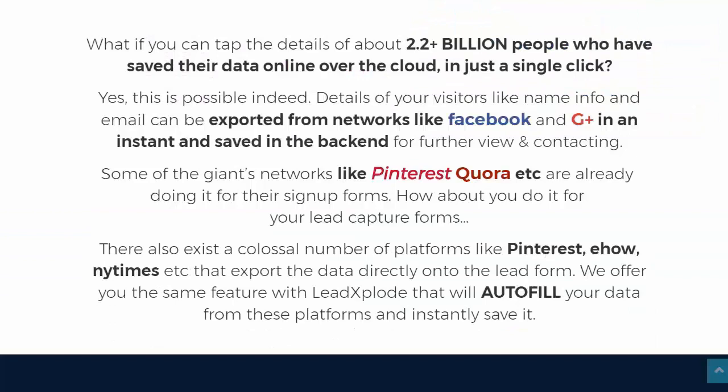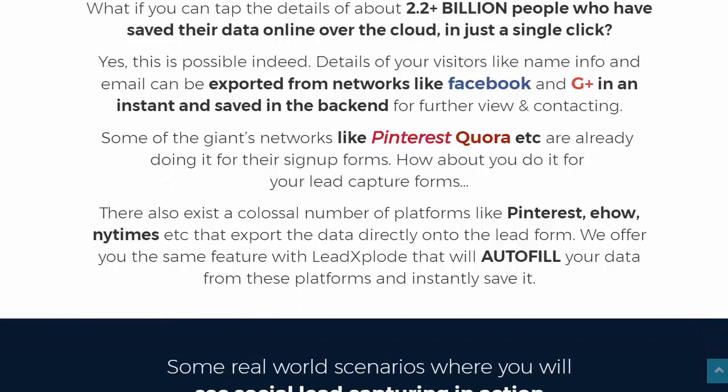Now, really important, what if you can tap into the details of about 2.2 billion people who have saved their data online over the cloud, and you can do it in just a single click? This is possible. The details of your visitors, like name, info, and email, can be exported from networks like Facebook and Google Plus in an instant, and can be saved in the back end for further viewing and contacting. Now, some of the giant networks like Pinterest or Quora already do it for their sign-up forms.